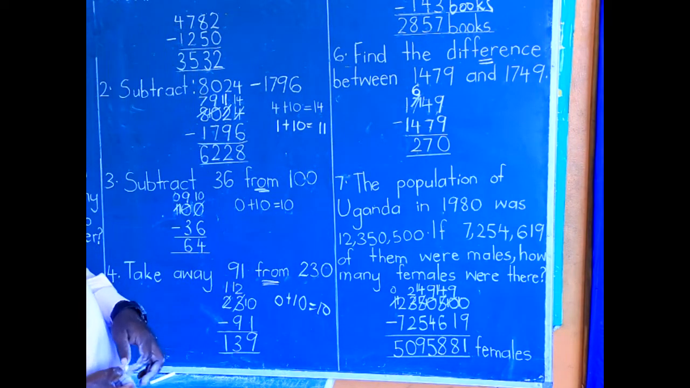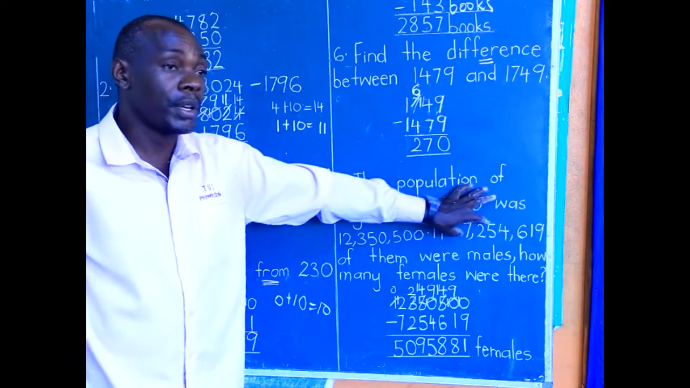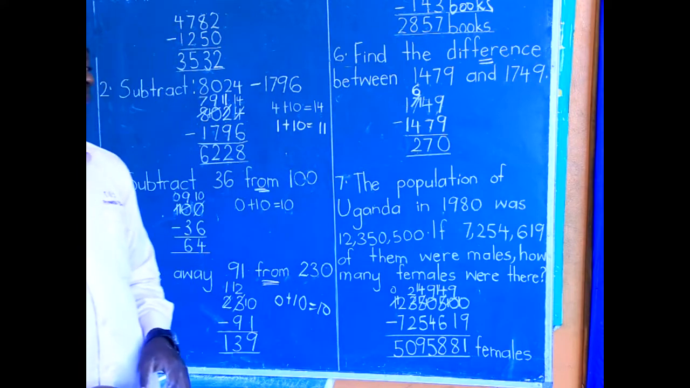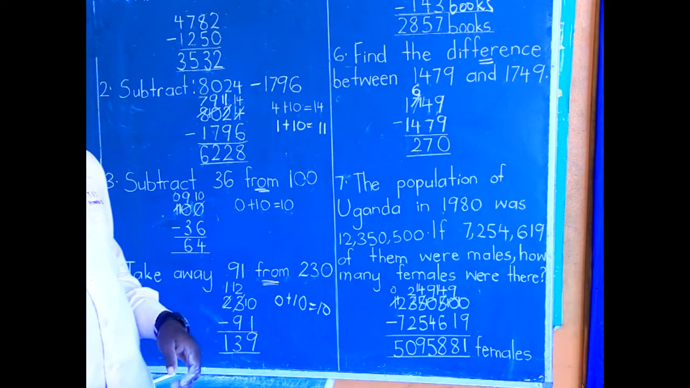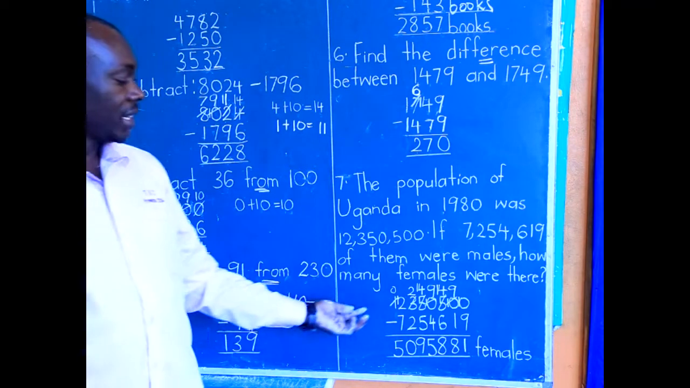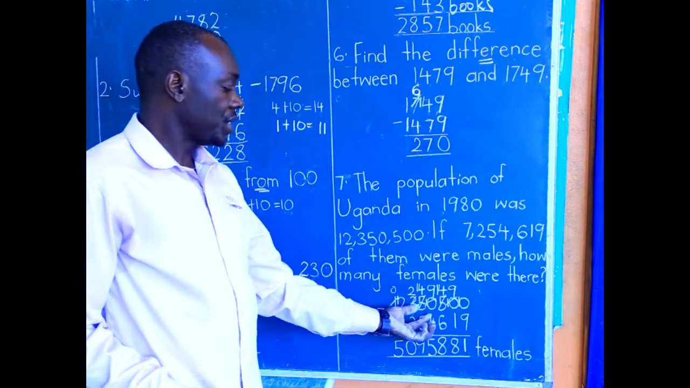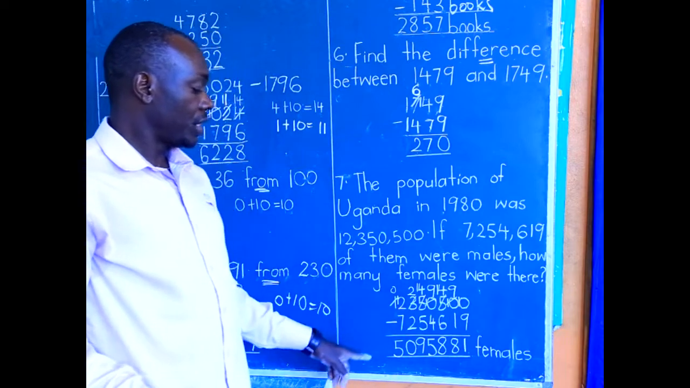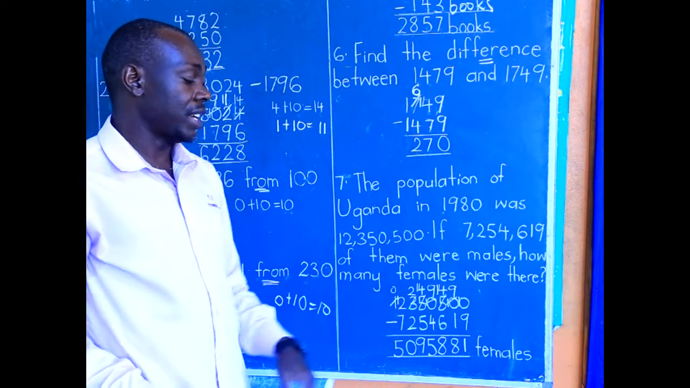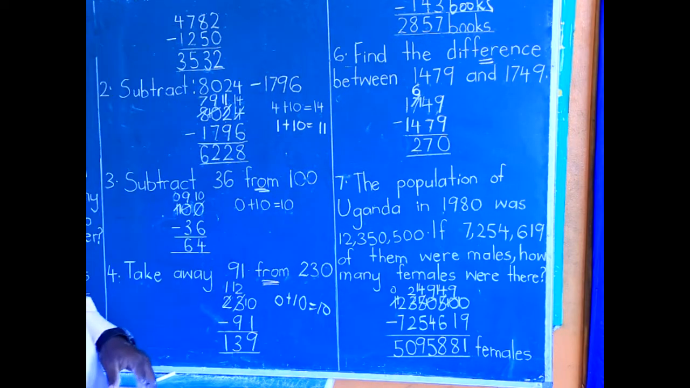So what do you do? You get the total population minus the male population. Total population minus the male population, you are going to get the female population. So meaning you're going to opt for the subtraction operation. That's 12,350,500 minus 7,254,619. Then we remain with the female population.